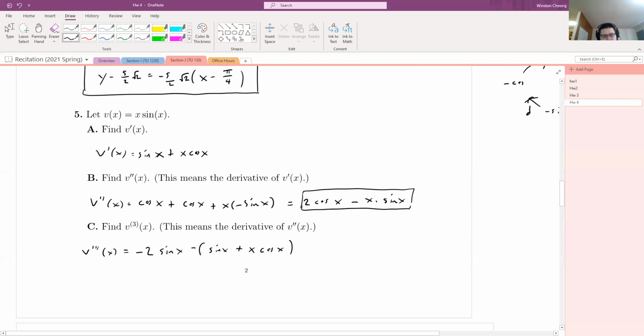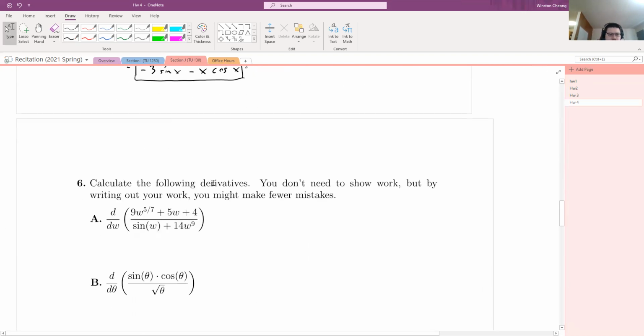Okay. And then lastly, we can clean this up just a little bit to make our answer look a little bit nicer. So we'll have a -3 sine x minus x cosine x. Okay. Any questions? I think I can box this as well. No questions? Okay.